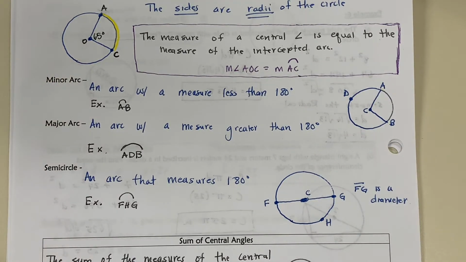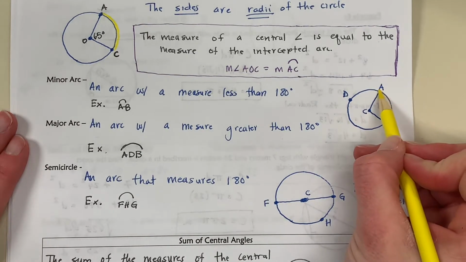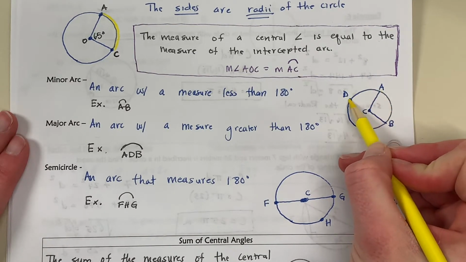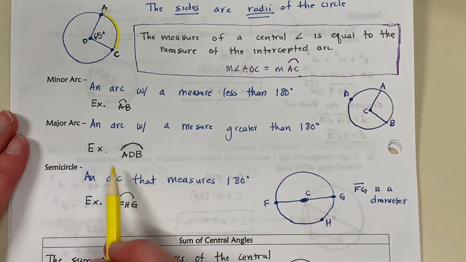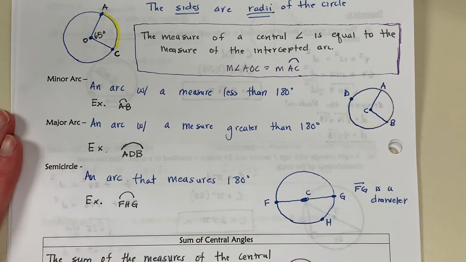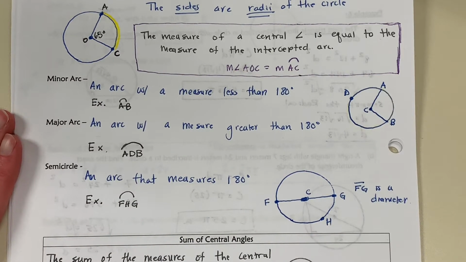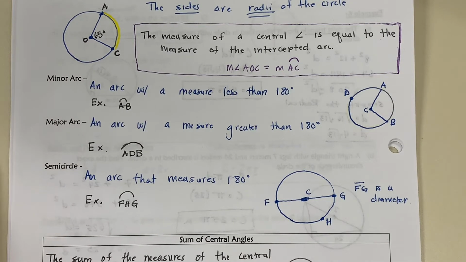A major arc is an arc with a measure greater than 180 degrees. So here's an example, arc ADB. So it goes from point A through D and around to B. So we have to follow the order of the letters. Minor arcs, we only use 2 letters. Major arcs tend to be named with 3 letters. Now, if it goes through more than 3 letters, that's fine, but we only list 3, the first and the last being the 2 endpoints.